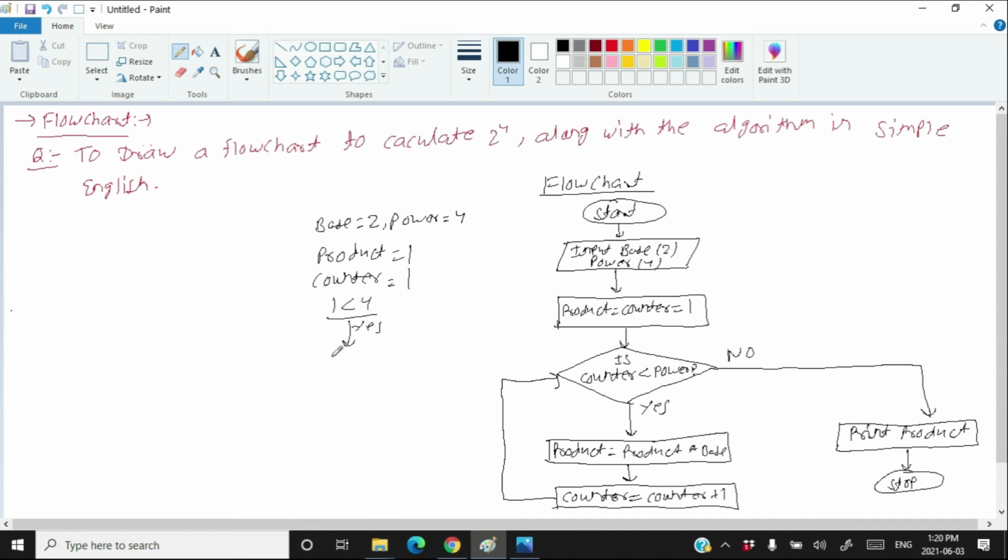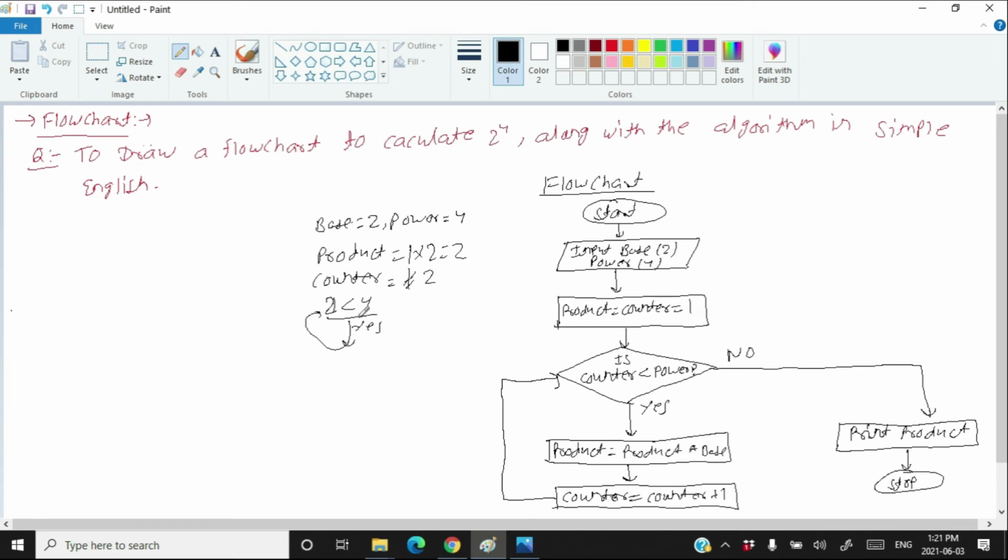So what will be the new value of product? Product will be product multiplied by base. The older value of product was 1, multiplied by 2 is equal to 2. You did this statement, and you have to increase the value of counter by 1. So counter will be increased from 1 to 2. Got it? Now again you come here and check if 2, because the new value of counter is 2, is less than 4 or not.